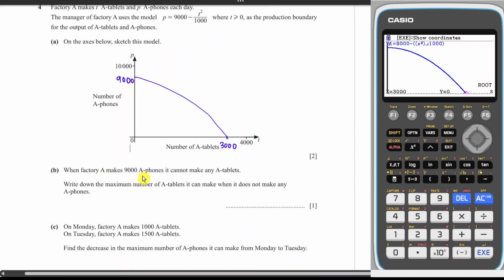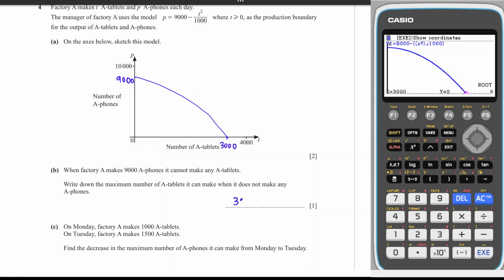When factory A makes 9,000 A phones, it cannot make any A tablets. Write down the maximum number of A tablets it can make when it does not make any A phones. So it does not make any A phones, meaning this axis is 0. So when A is 0, it will make all A tablets. So the answer is 3,000.